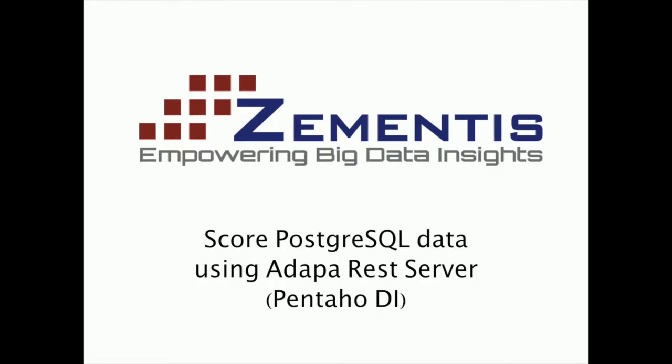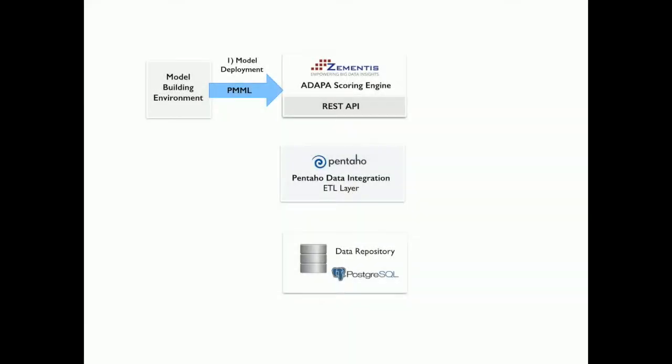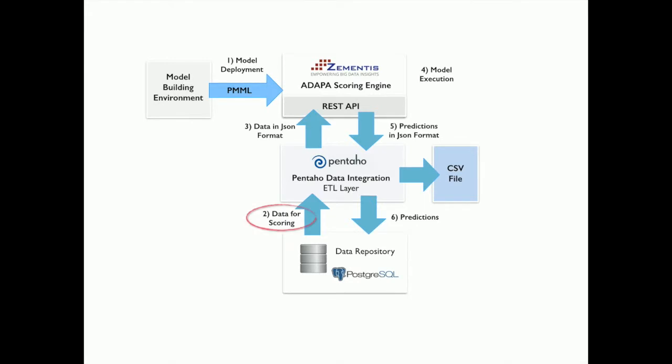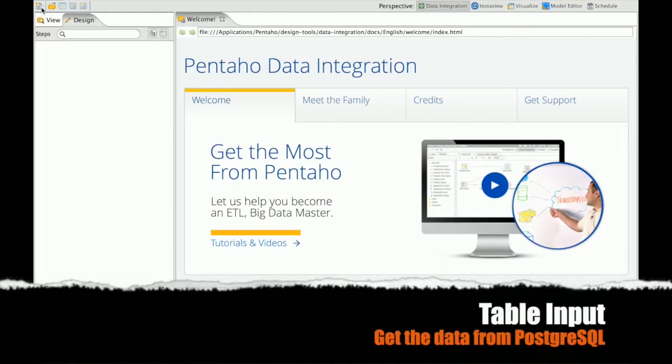Welcome! In this demo, we will show you how to score data from PostgreSQL in ADAPA using Pentaho Data Integration. Assuming that a PMML model is already deployed in ADAPA, we'll retrieve data from the database, convert it to JSON format, score it using ADAPA's REST API, capture predictions from the scoring engine, and write the results out to a CSV file. We'll be using the El Niño dataset and corresponding neural network model in this example.